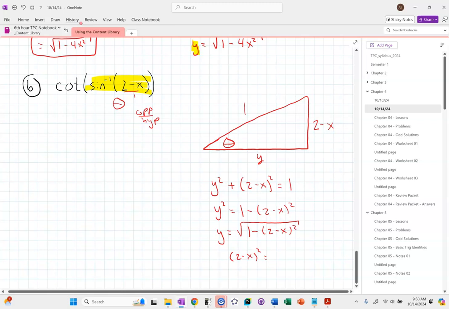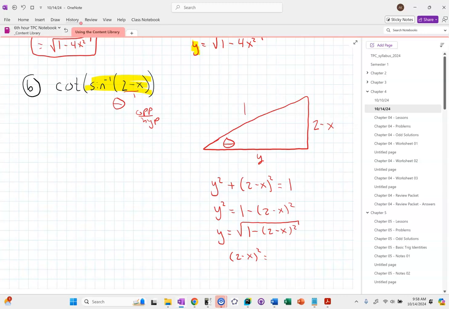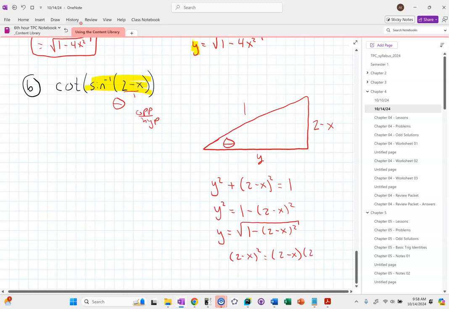Okay, well, if I ask you, what is 3 squared equal? What would you tell me? 9. How'd you get 9? But how do you square 3? 3 times 3. So 2 minus x squared must be 2 minus x times 2 minus x.